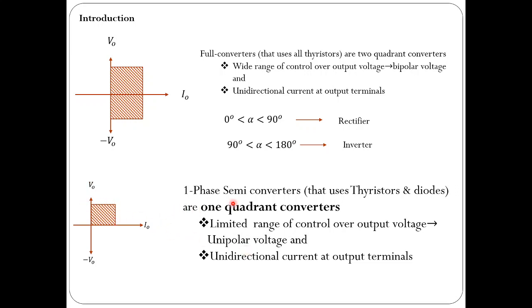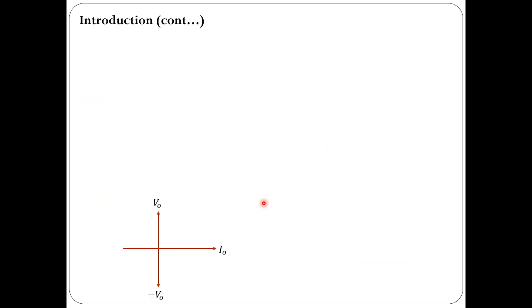A single phase semi-converter can be operated as a rectifier only, for the entire range of alpha from 0 to 180 degrees, right? So for example, if one wants four quadrant operation of a converter, whenever you are using a converter for driving a motor, there may be a requirement of four quadrant operation. So you need to operate in four quadrants, based on the requirement.